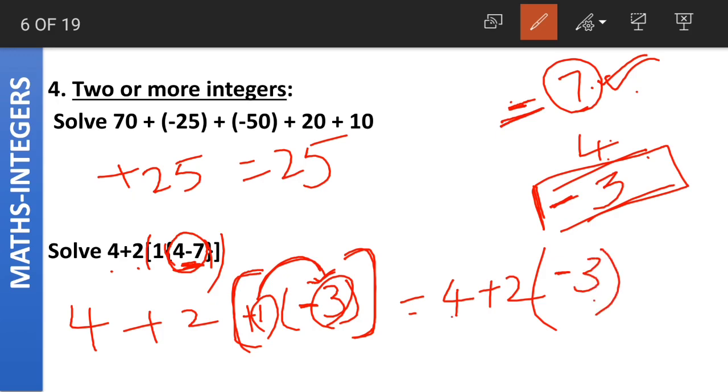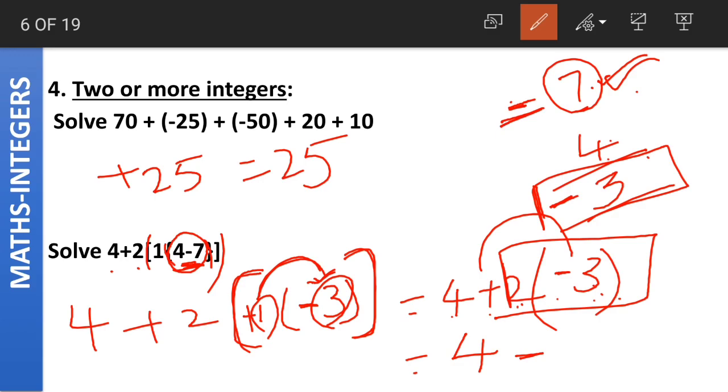Now this equation is reduced to 4 plus 2 into minus 3. Now let us solve this part. What is 2 into minus 3? Plus into minus becomes minus. 2 3s are 6. So the final equation is 4 minus 6. The reduced equation is 4 minus 6.